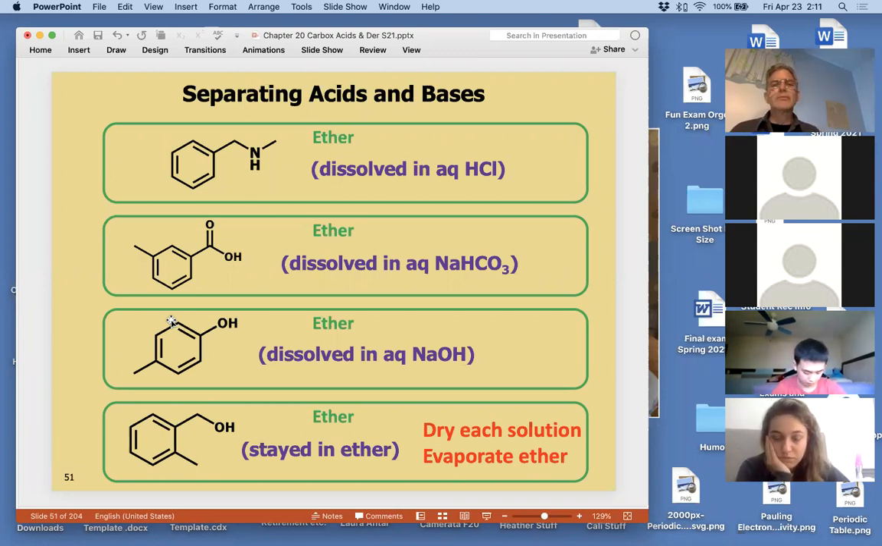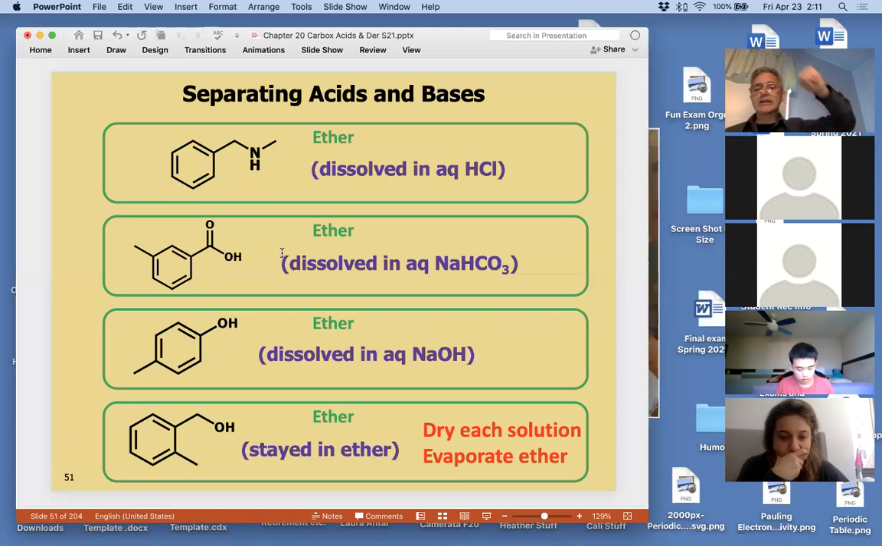The amine was protonated to dissolve. The carboxylic acid and the phenols were deprotonated to dissolve. They became ionic, acting as either a base or as acids. So you need a good understanding of acid-base behavior, and you need a good understanding of solubility behavior.